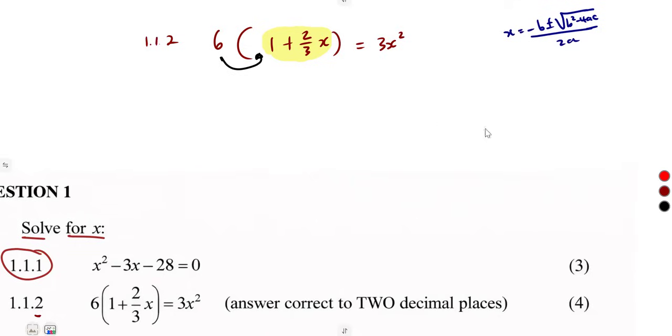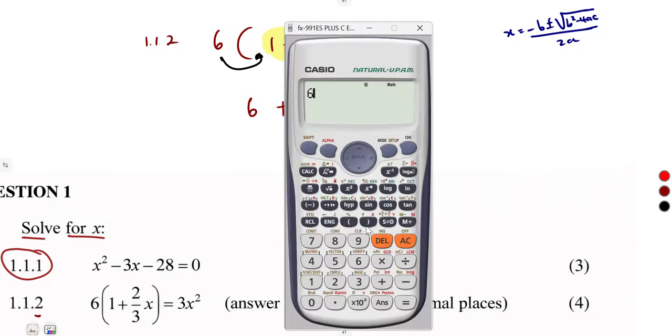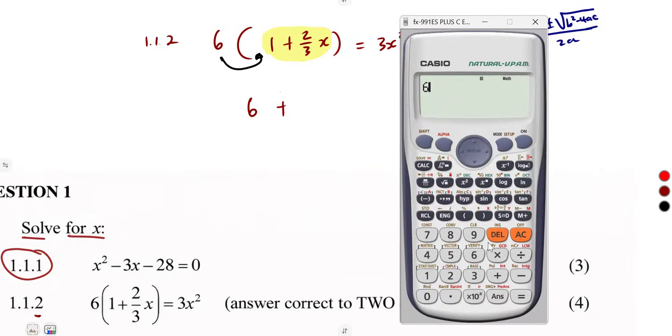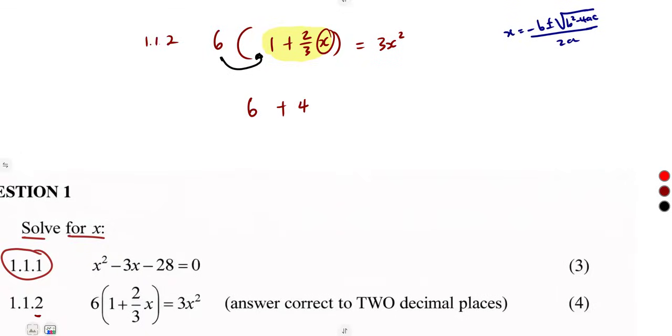So 6 times 1 is 6. Then here it's a positive: 6 times 2 over 3, you can even use your calculator, gives us 4. So that's 4x. Take note, we have x there. So this is equal to 3x squared. Remember, guys, the format of our quadratic equation: ax squared plus bx plus c is equal to 0.